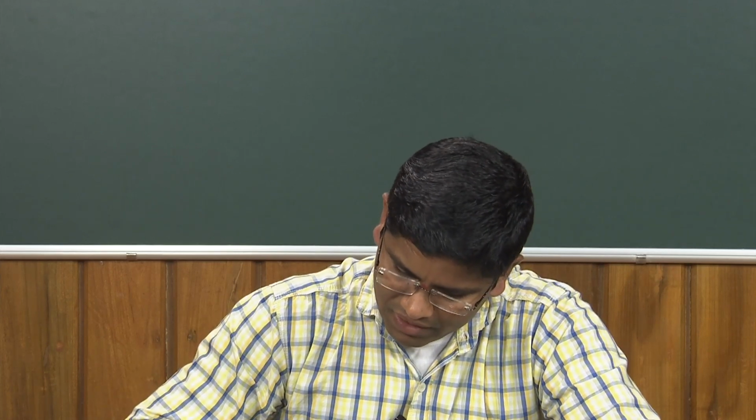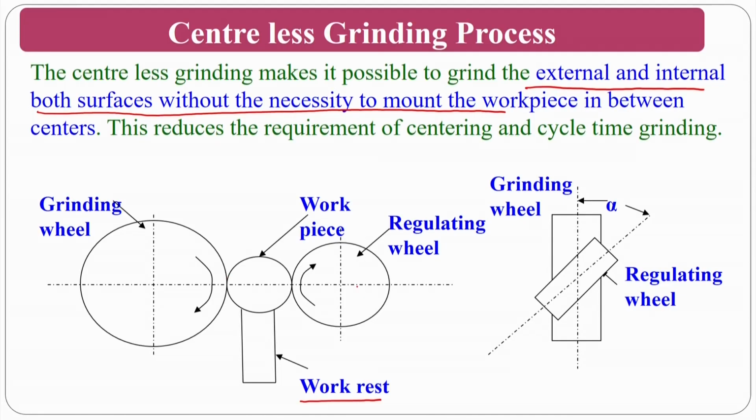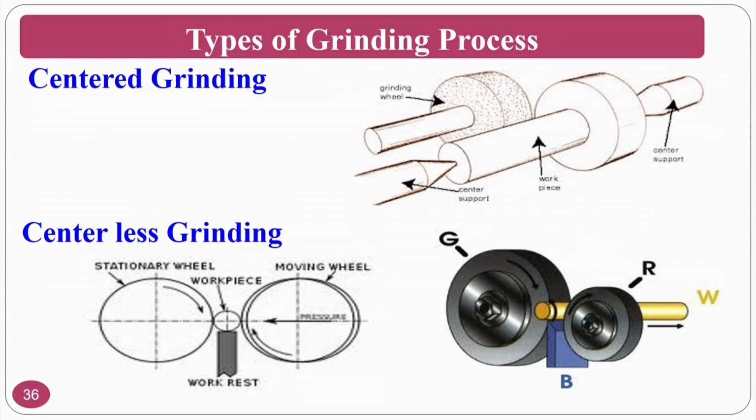If you see, this is the grinding wheel and this is the regulating wheel, and the workpiece will be there and the work rest will be there. The workpiece will be kept on a work rest, the grinding wheel will be removing the material, and the regulating wheel will be assisting the process. So, 2 things are there: one is centered grinding as well as centerless grinding. In centered grinding, the workpiece is held between the centers. So, perfectly I can do it only for normal regular shapes. If I have an irregular surface, then I have to go for the centerless grinding process, that I have told in the previous slide also.